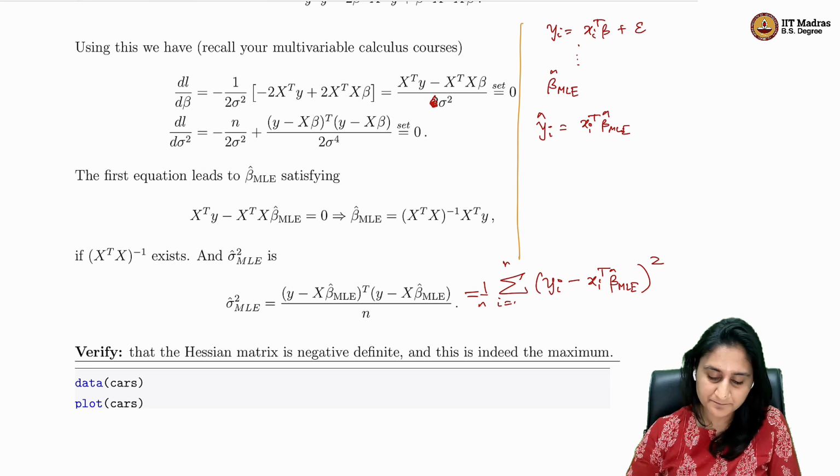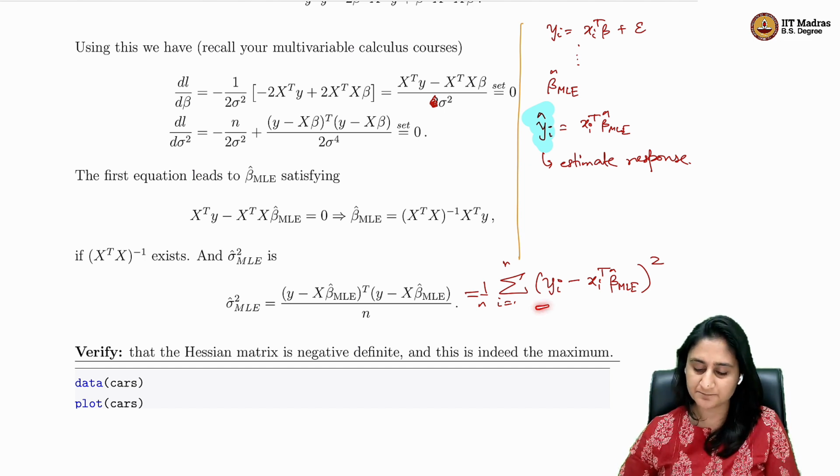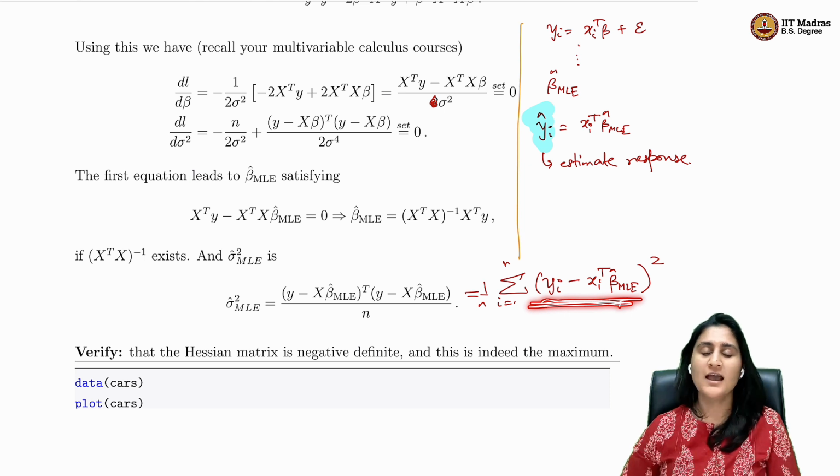So these hats, this is the estimated response, right? This is what my model thinks that the response should be, and I can compare it to what the actual response was, right? And then take a square of that, right? And that is basically the error that I've made, right? This is the error that I've made in my fit, in my model, and the average of the squared errors is basically my variance on the errors, right?